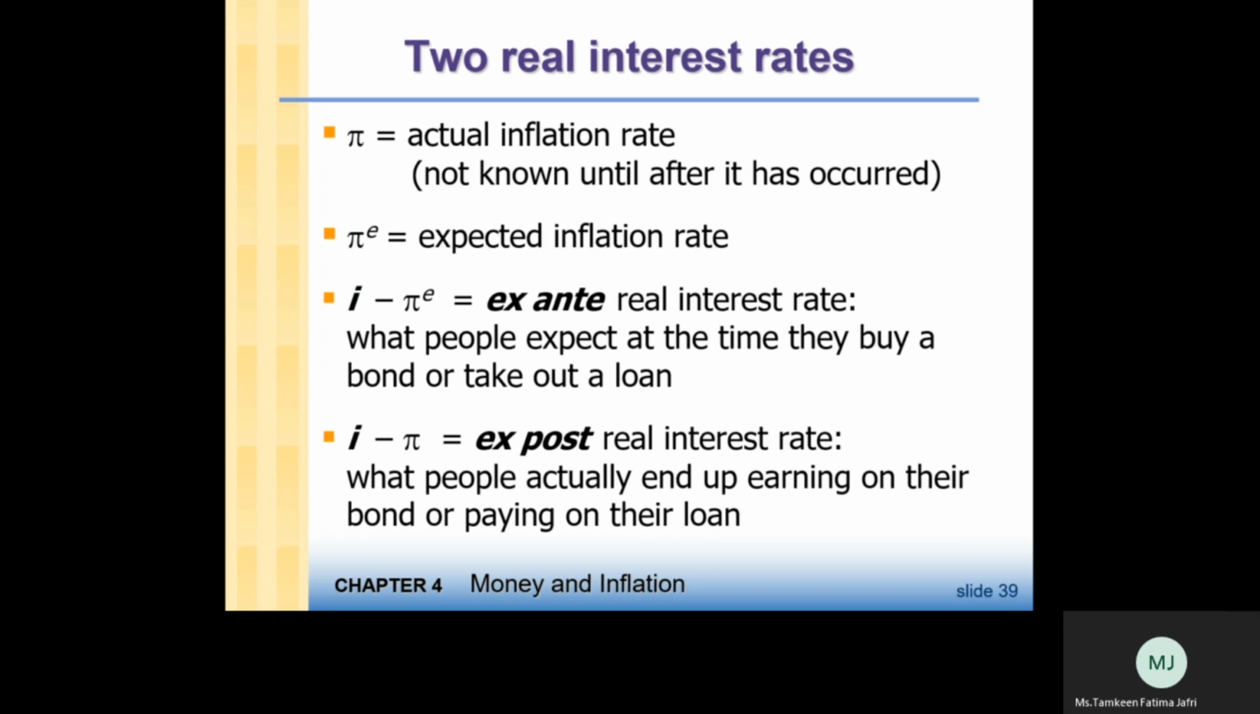So we have talked about what is a nominal interest rate, what is real interest rate. Now, the real interest rates are further divided into two types. So pi here is the actual inflation, which is not known until it has occurred. And let's suppose that pi subscript E represents the expected inflation rate. So the real interest rate, which is defined as i minus the expected inflation, is called the ex ante real interest rate.